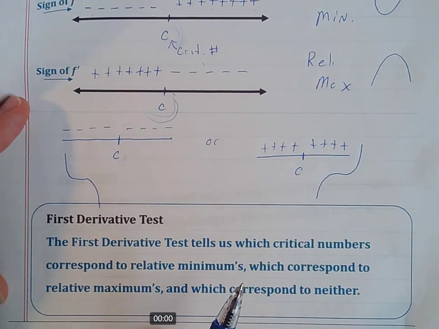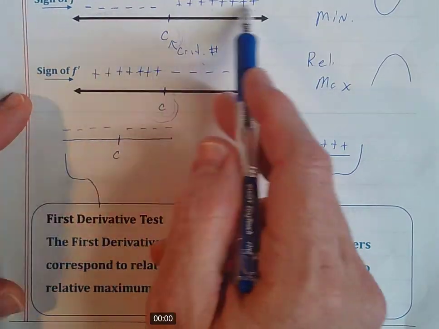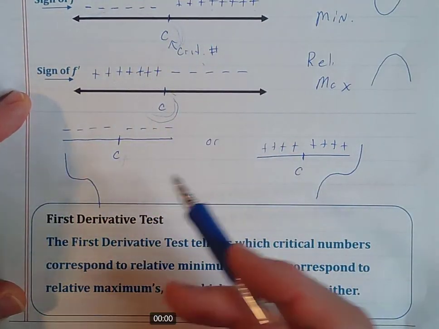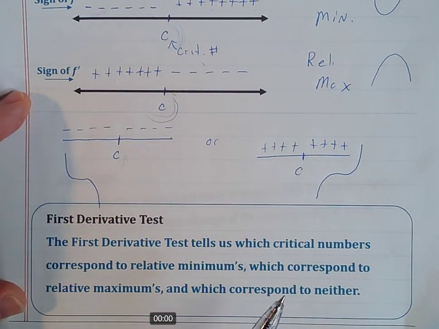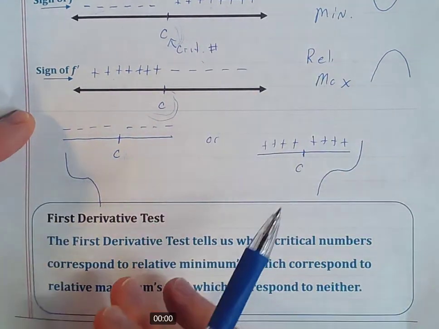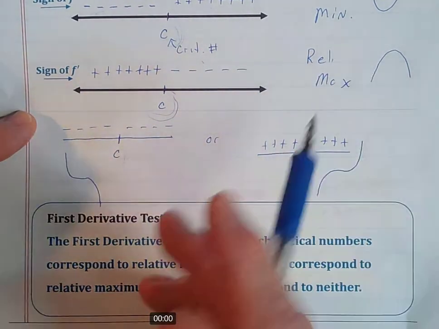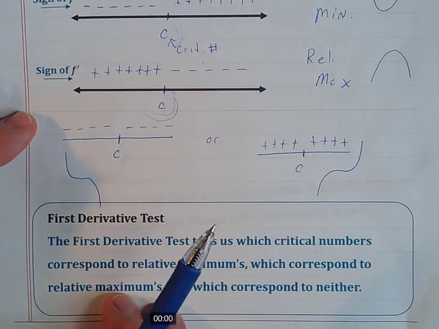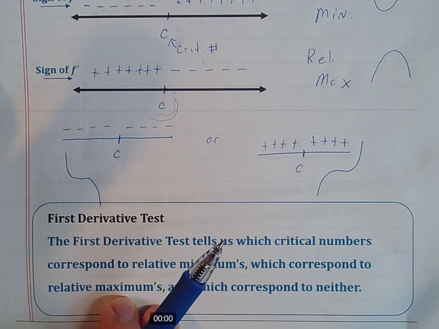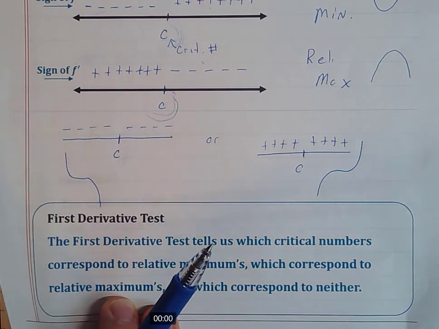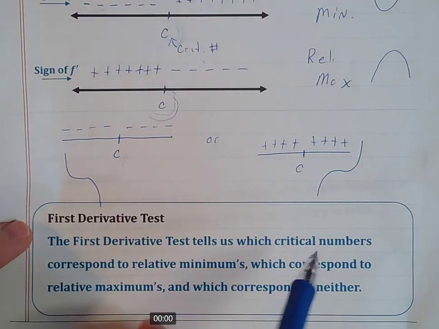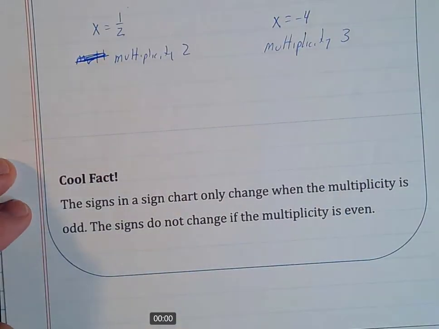So that's a nice little trick to know, because when we're constructing these sign charts, it's nice to know whether the sign is going to change or not. It saves time, and we'll be able to see whether we have relative maxes or mins, or neither, just by looking at the multiplicity.